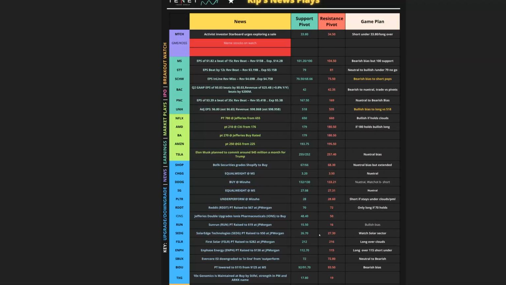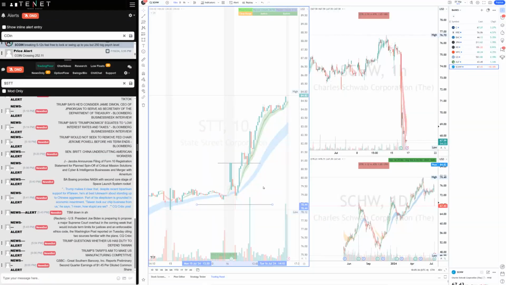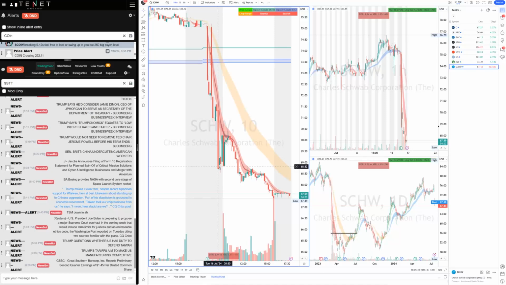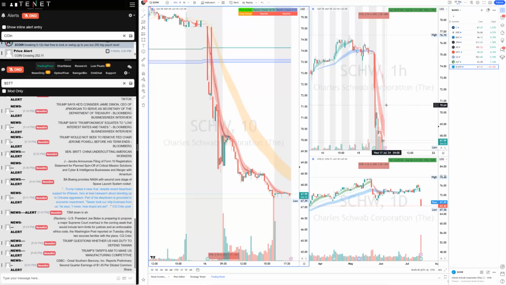All right, let's look at another trade that we had in the community, SCHW. I told everybody bearish bias to short the pops. Support pivot 68, resistance pivot 73.50, bearish bias to short the pops. So you see what happens? Pop into the clouds, shorted. All day fade, SCHW, TD Ameritrade, Charles Schwab, easy trade.